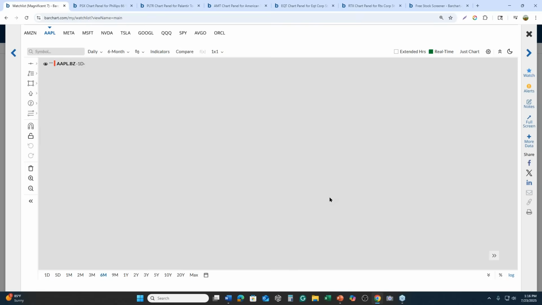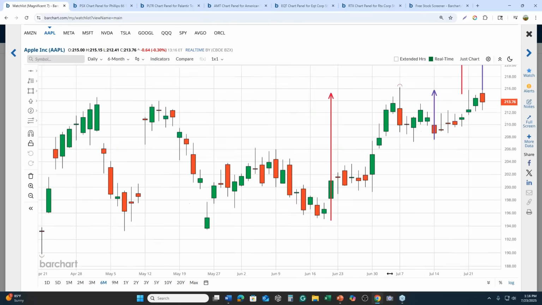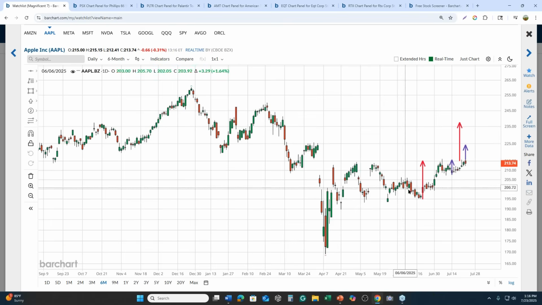Let's go back to Apple for a second. And what we see here is, again, a bit of a cup and handle, but what do we see here? We haven't yet broken through the line of resistance. But this is also something else that I want you guys to start being aware of, and this is an idea that's called fractal recognition. So in other words, patterns inside of patterns, or patterns that repeat.